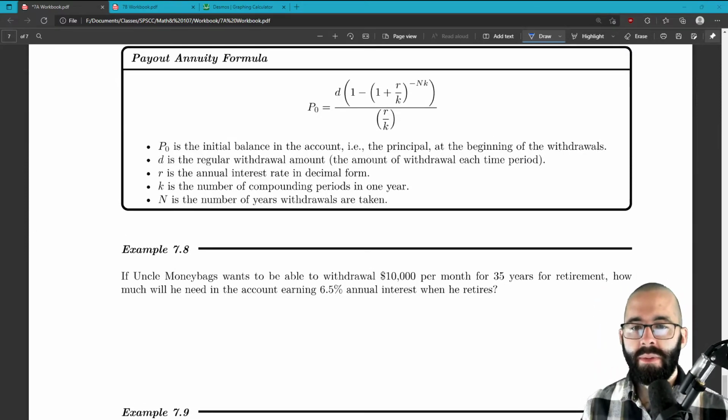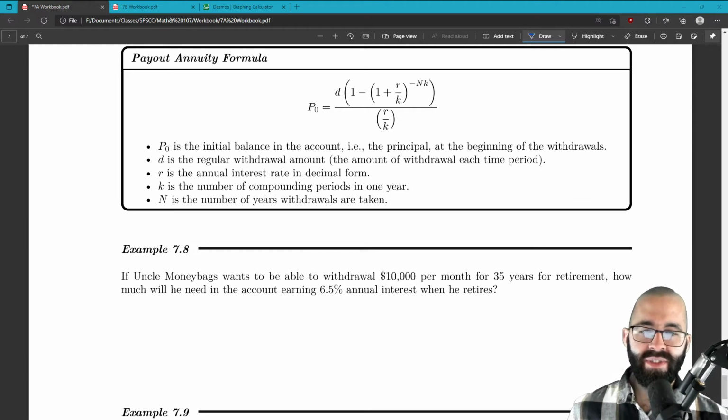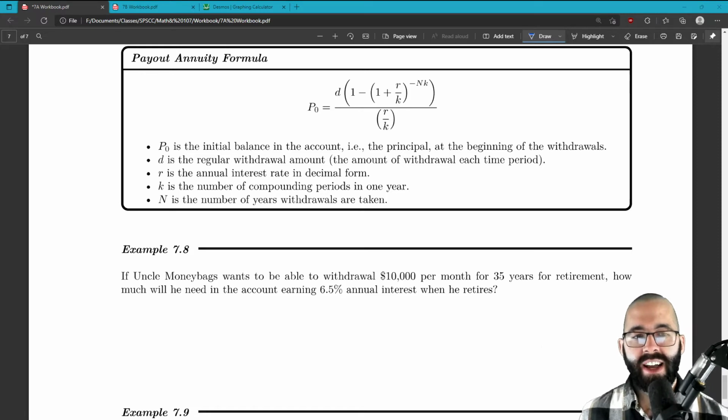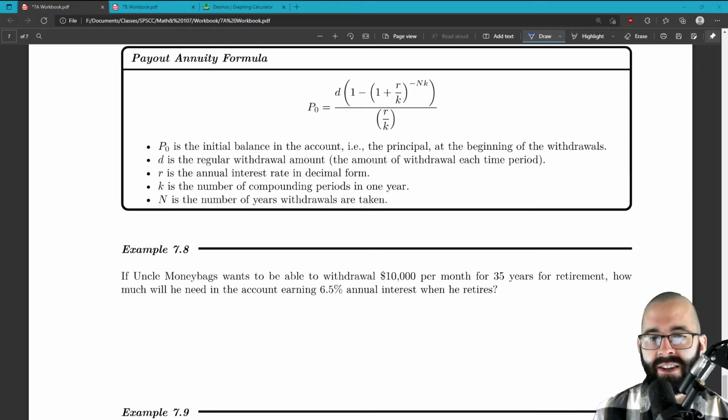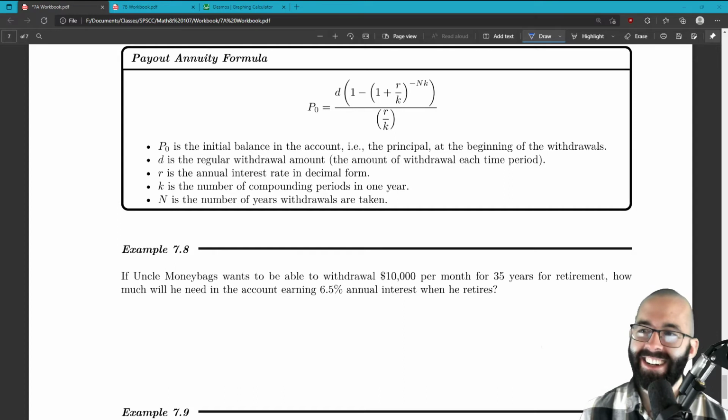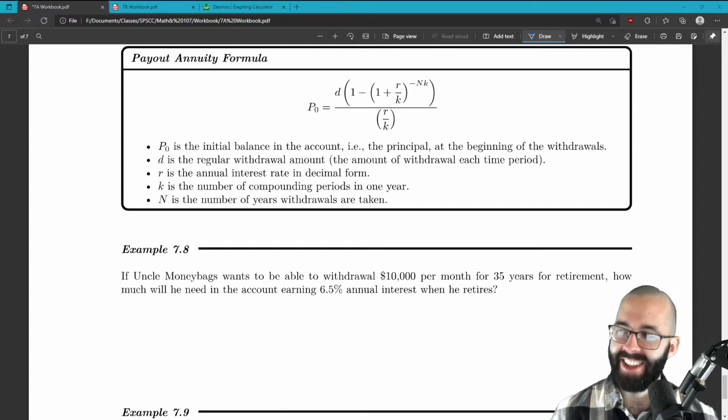Uncle Moneybags wants to be able to withdraw $10,000 per month. Whoa, yeah, Uncle Moneybags is living large. 10 grand a month sounds like a nice income. He wants to withdraw $10,000 per month for 35 years after retirement. He's retiring early too. How much will he need in the account if it's earning a 6.5% interest rate when he retires? How much does he need in his retirement account to have this standard of living? It's going to be a lot, but they don't call him Uncle Moneybags for nothing.